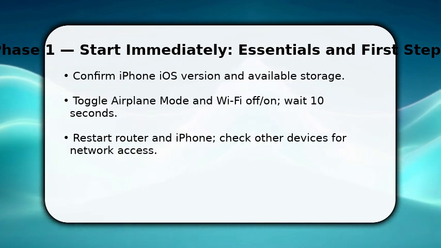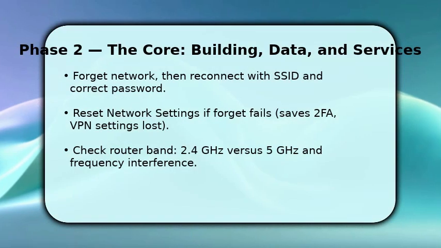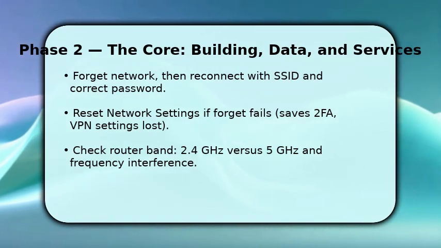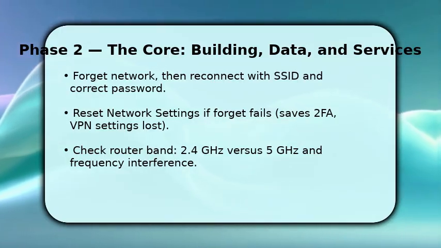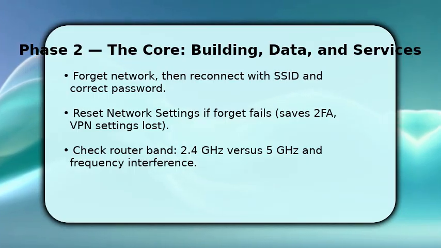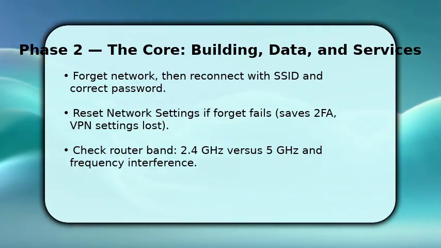If initial checks fail, forget the Wi-Fi network and rejoin with the exact SSID and password. Mismatches cause authentication failures. If that does not work, reset network settings. This clears profiles, VPN, and cached DNS so you can rebuild a clean connection. Note that saved Wi-Fi passwords and some configurations are removed.